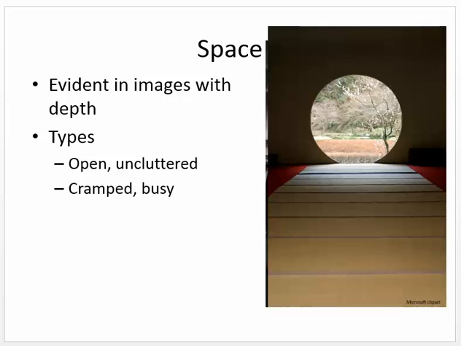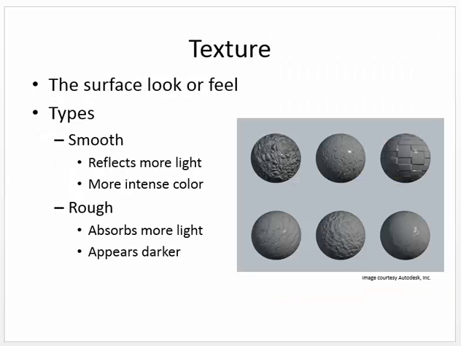Space, evident in images with depth. Types, often uncluttered, cramped, or busy. Alright, see, this is space. This is what we call uncluttered space. Alright. In the back here, you might say this space is cramped or busy.